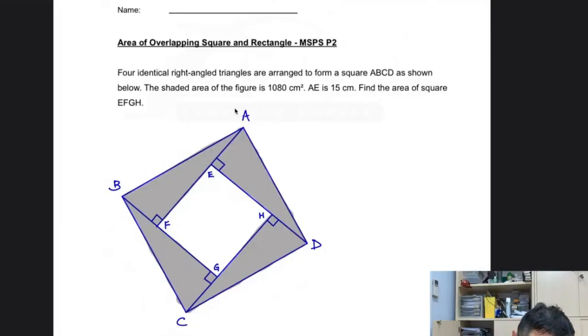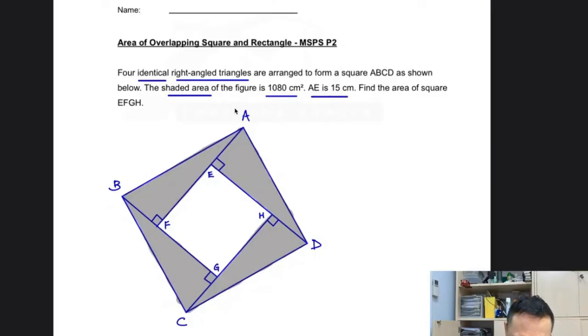First, 4 identical right-angled triangles. The important thing here is that they're identical. The second important thing is that they are right-angled triangles, okay? And they are arranged to form a square ABCD as shown. So the whole big thing here is a square. And then they say that the shaded area of the figure is 1080. AE is 15.